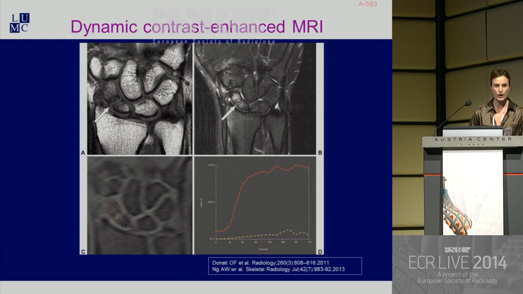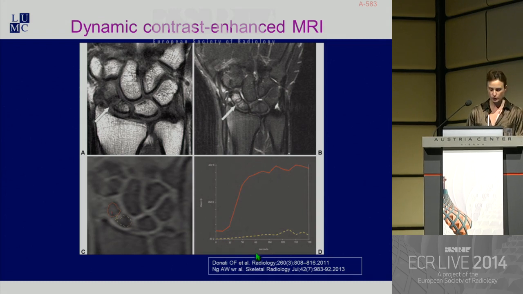For example, in one article published in 2011 in Radiology by Donati et al., they tried to compare the dynamic contrast enhanced MRI with the normal MRI using as a gold standard the histopathological specimens of the proximal pole of the scaphoid, and they concluded that there is a poor correlation between what we see on the MRI and what we see on the histopathology in terms of healthy bone, necrotic bone, and also callus formation.